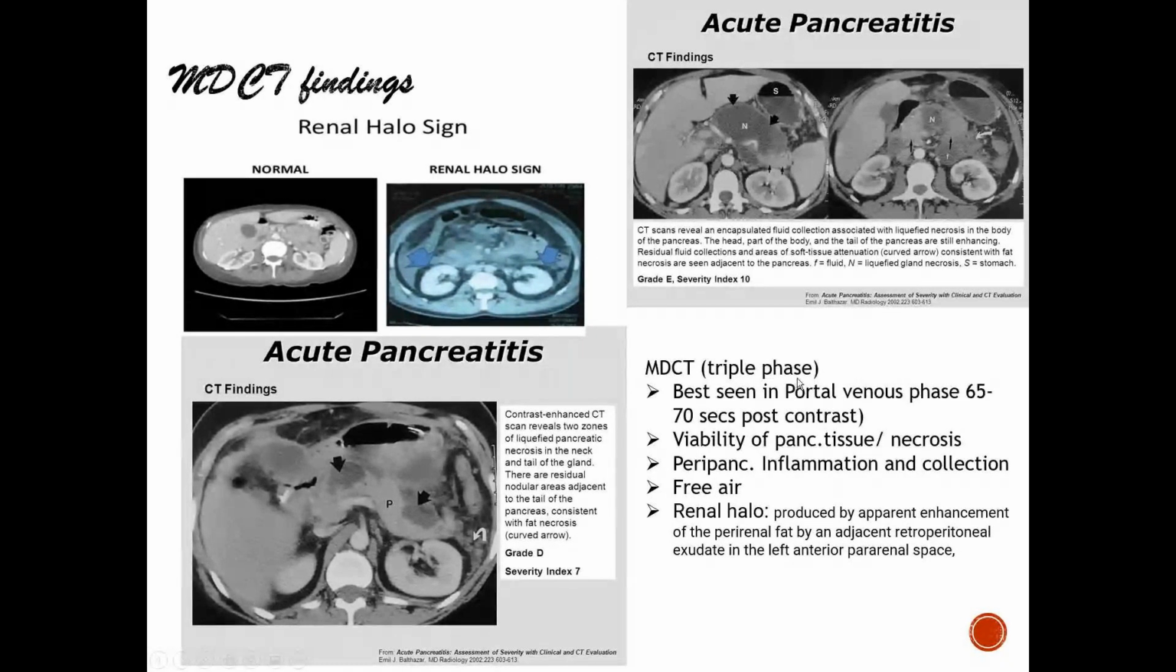There's a renal halo sign you can see out here. What is the renal halo sign? Basically, the renal halo sign is nothing but apparent enhancement of the perirenal fat. So surrounding here is what? The perirenal fat, and outside it Gerota's fascia. The perirenal fat is highlighted by an adjacent retroperitoneal exudate in the left anterior pararenal space. So that gets highlighted as the renal halo sign. This is the area of necrosis. You can see the area of necrosis out here. See these areas of collection and necrosis. So this is basically what you are seeing on a CT examination.